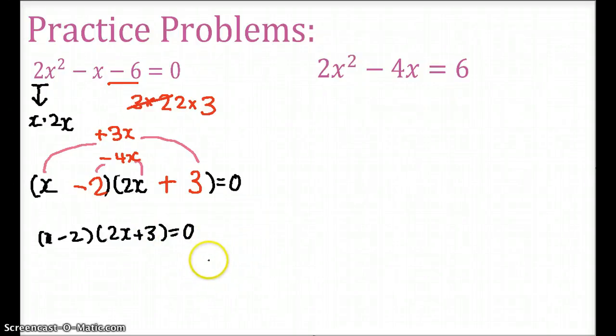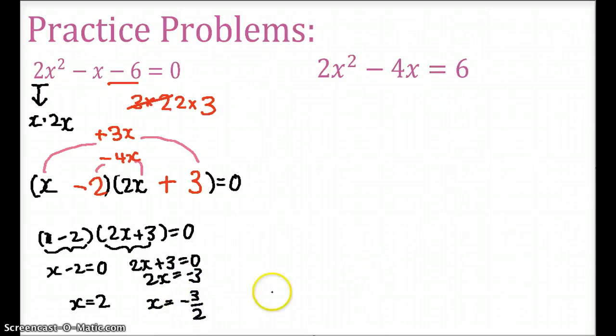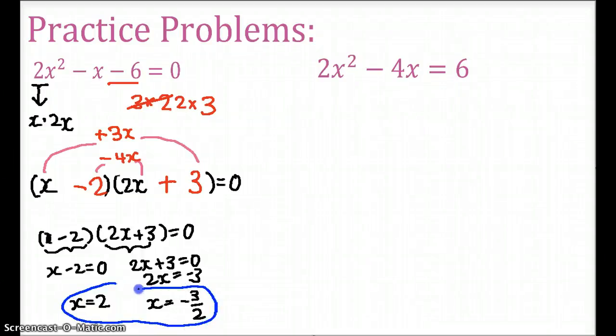And when we solve for the variable, what we're going to do is we're going to say either this section equals 0 or this section equals 0. Because if this part equals 0, then 0 times anything is always going to be 0. So it can either be this part or this part. So if x minus 2 equals 0, then we get x equals 2. And if 2x plus 3 equals 0, then we get 2x equals negative 3, and we get x equals negative 3 over 2. So our answers for this question is x equals 2 or x equals negative 3 over 2.